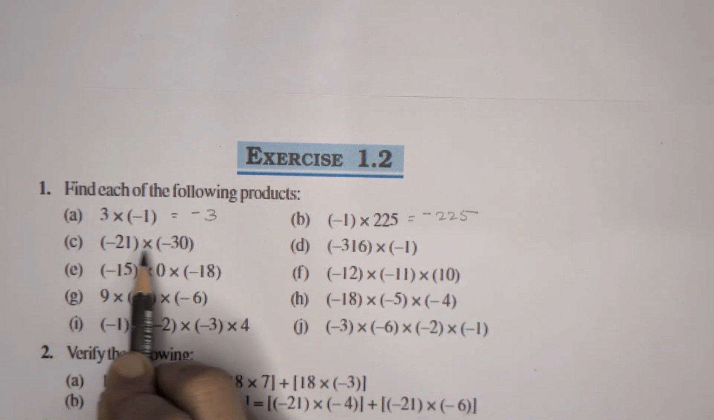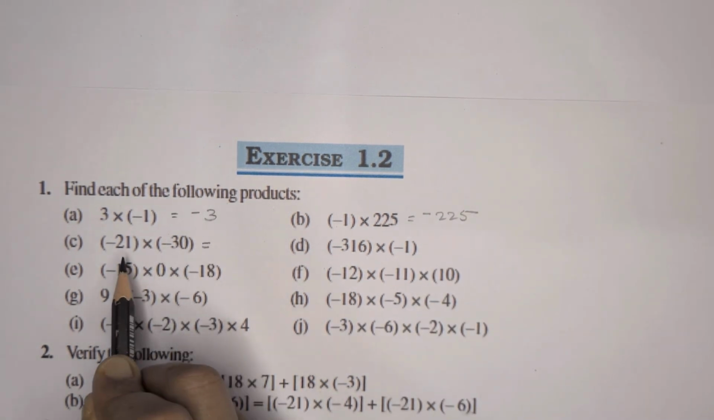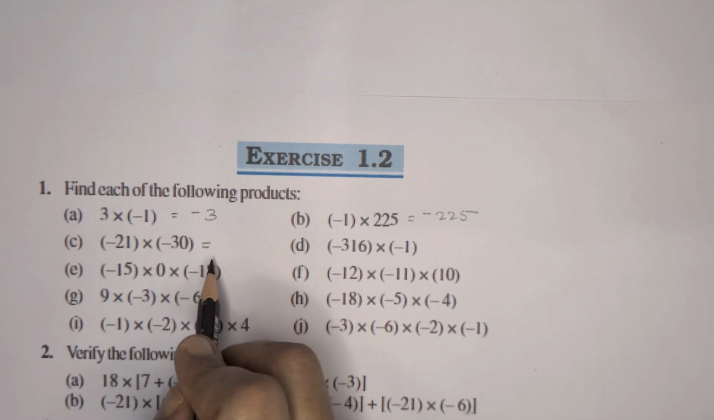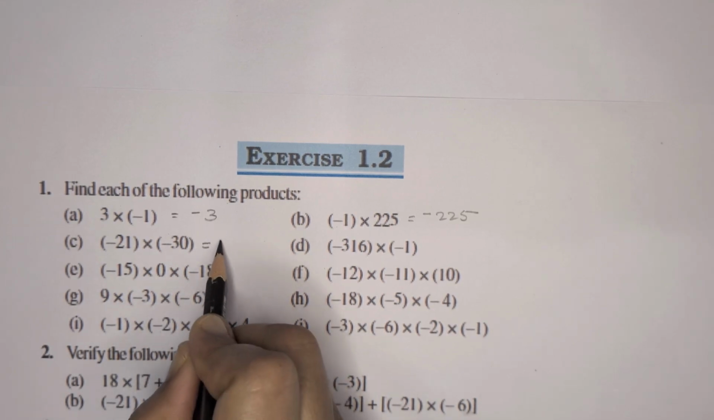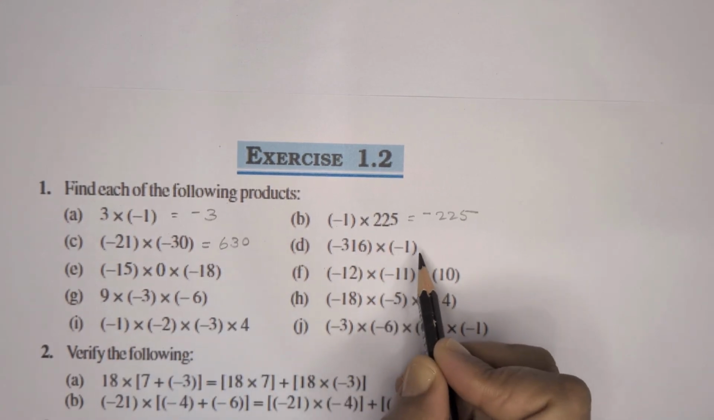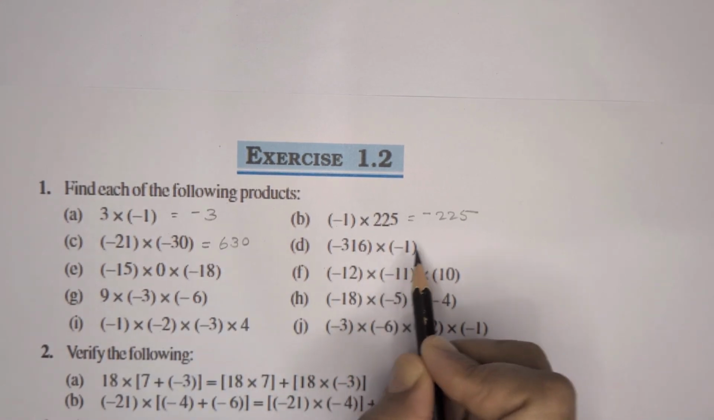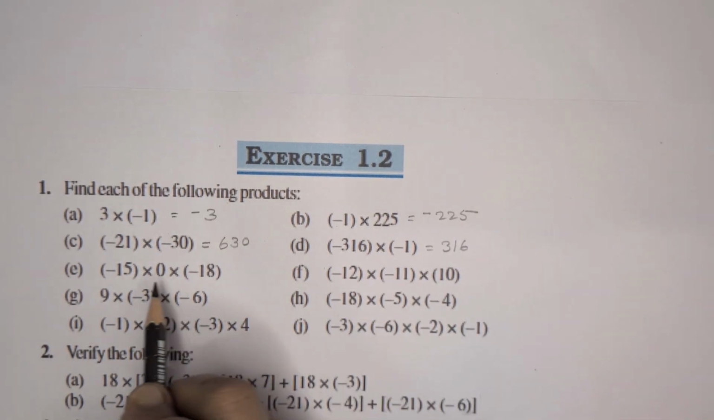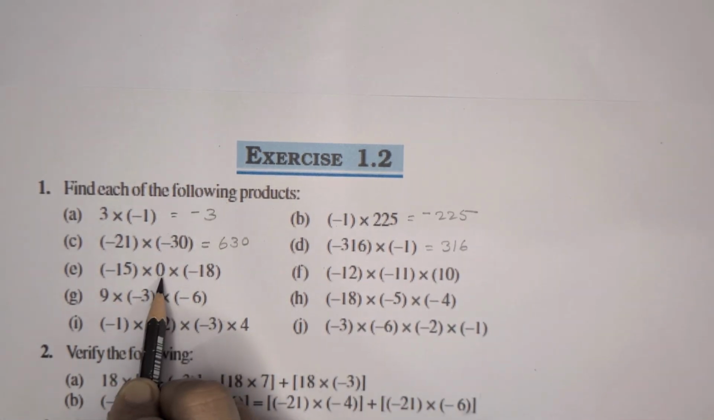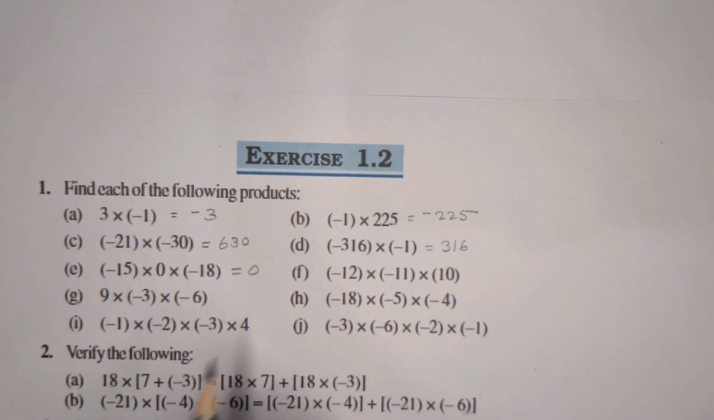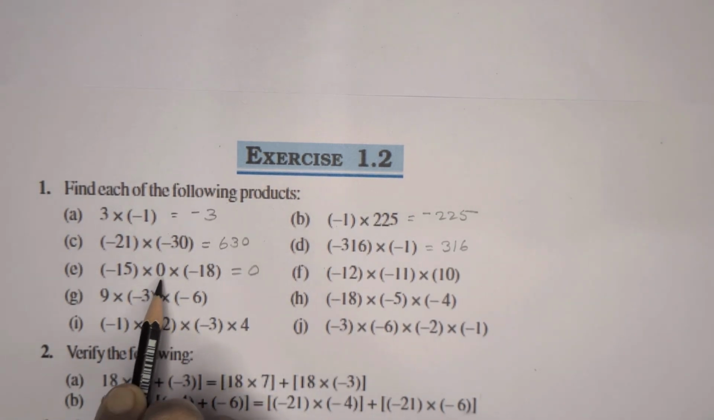Here minus into minus, that is positive. 21 into 30 will become 630. Here minus into minus positive. 316 into 1 will become 316. Now all these numbers are in between 0, so the answer will be 0. Whatever the number, if you are multiplying with a 0, the product will become 0 itself.